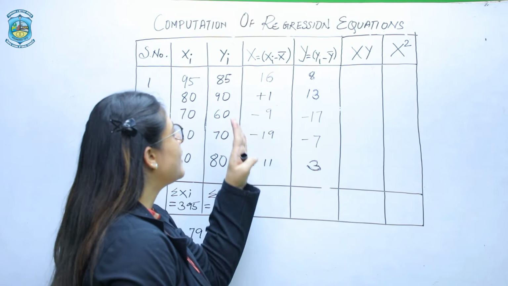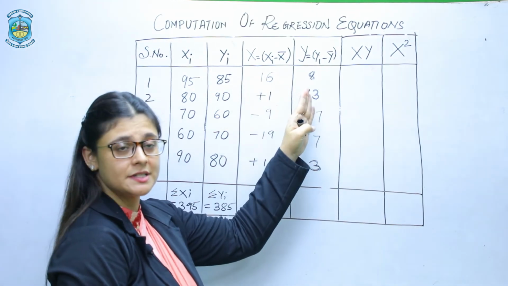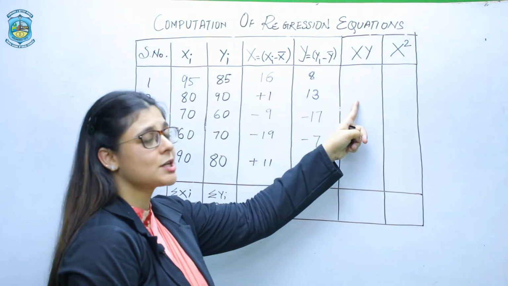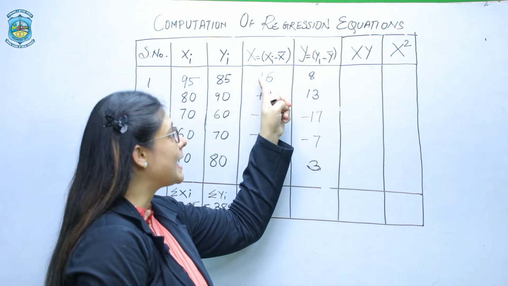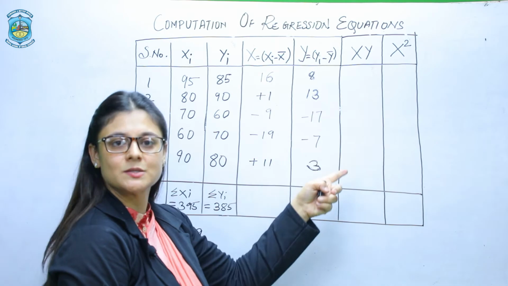Next step, multiply the capital X and capital Y. Here please see the difference. This is a small xi and this is capital. Okay. So in this column we are going to multiply the capital X and the capital Y columns to find out the values of xy column.